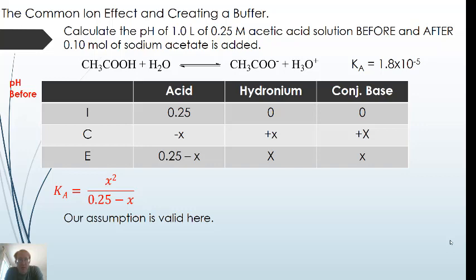100 times our Ka value is 1.8 times 10 to the minus 3. That certainly is smaller than 0.25. So the minus x goes away in the denominator. Simplify our calculation so I don't have to do the quadratic. From here we just solve out.